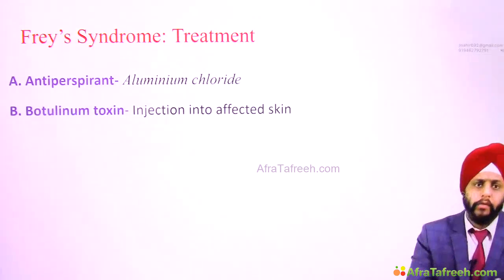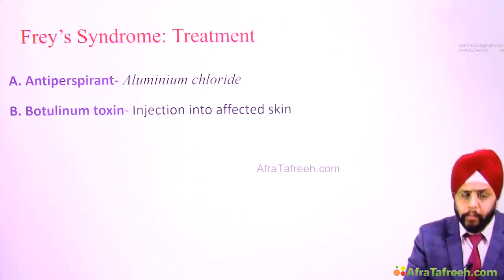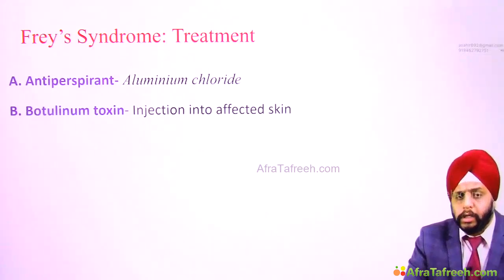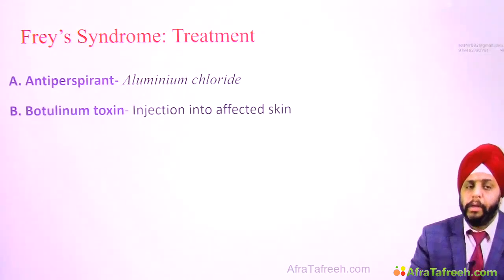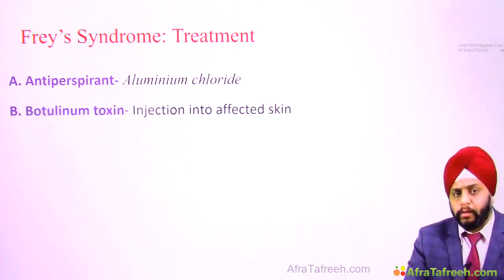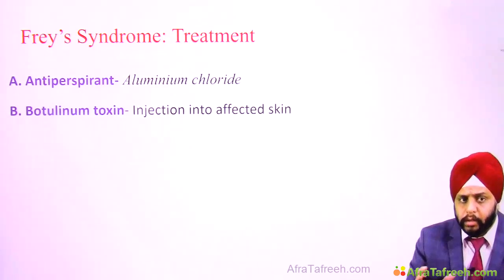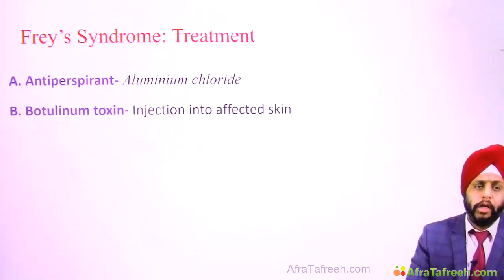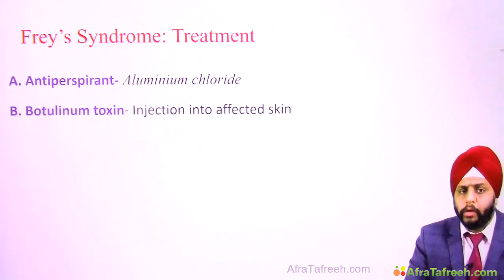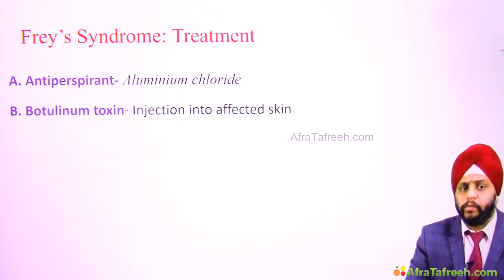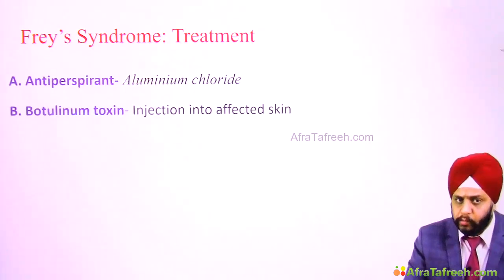So we can inject botulinum toxin, but it works for 3 to 6 months. So we have to give repeated toxin, and this is a costly affair for many patients. One vial of this botulinum toxin may cost between 16 to 20,000 rupees. So that means every 3 to 6 months the patient has to spend this much money.